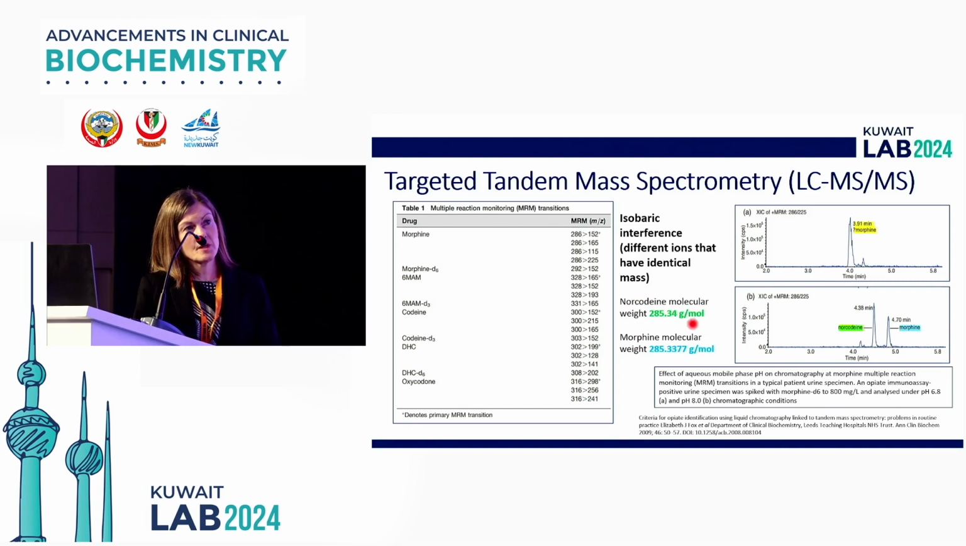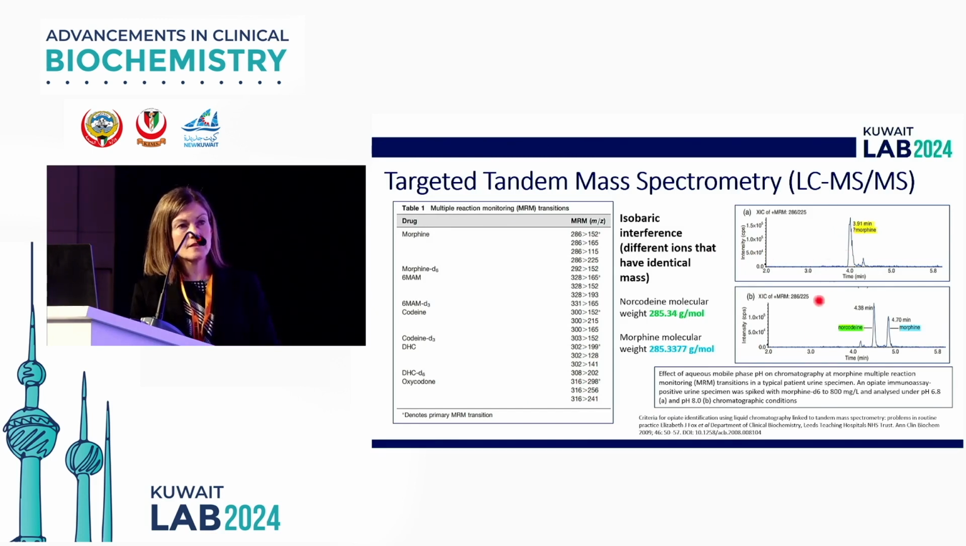The molecular weight of norcodeine is 285.34 grams per mole, and the molecular weight for morphine is 285.3377. If you have a high-resolution mass spec, then you would possibly be able to resolve that, but our mass spec isn't of adequate resolution for that, so how do we get around that isobaric interference?